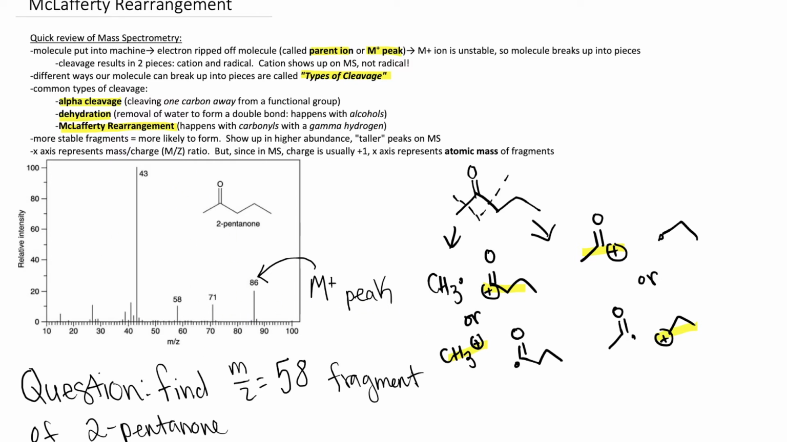So now what I'm going to want to do is calculate the molecular weight of all these peaks. So this one weighs 71, this one's 15, this one is 43, and this one's also 43. Since none of these peaks weigh 58, I know that you cannot determine this peak through alpha cleavage. I also know you can't determine it through dehydration because we don't have an alcohol. So now I'm going to try McLafferty rearrangement.